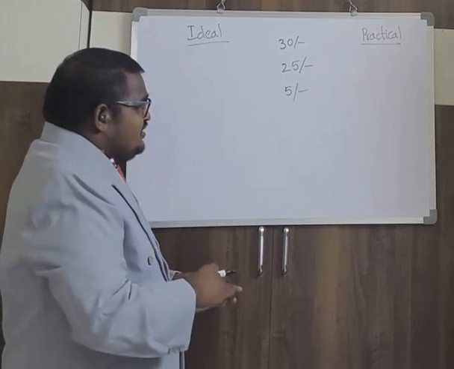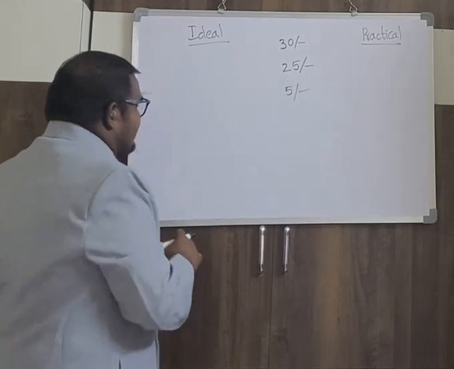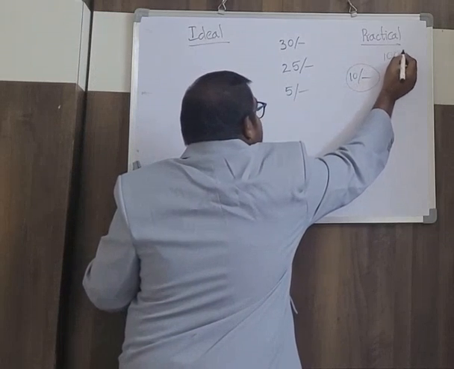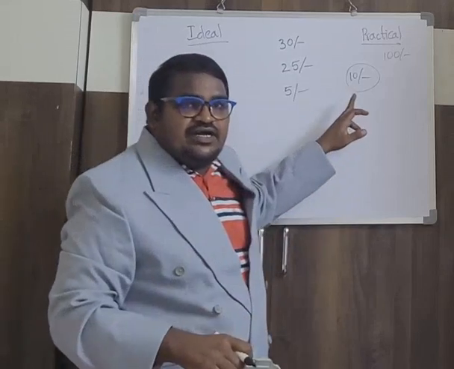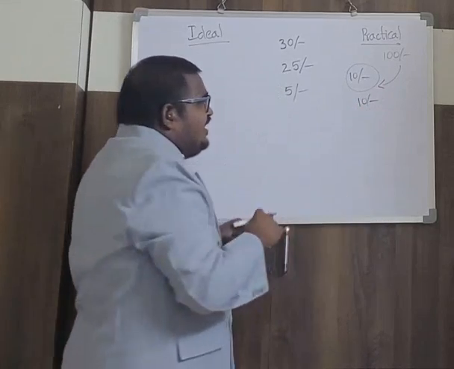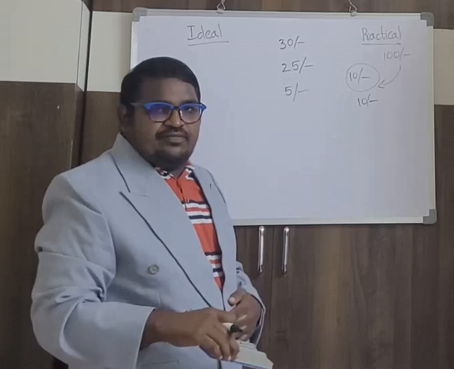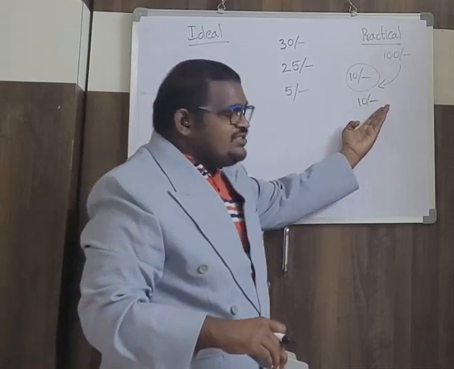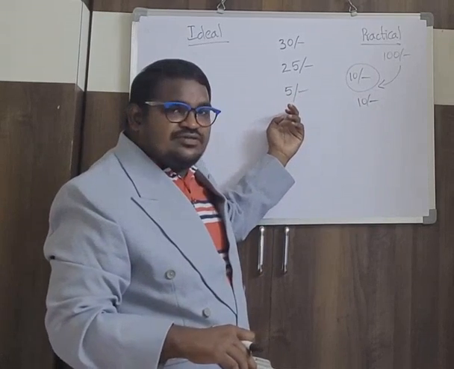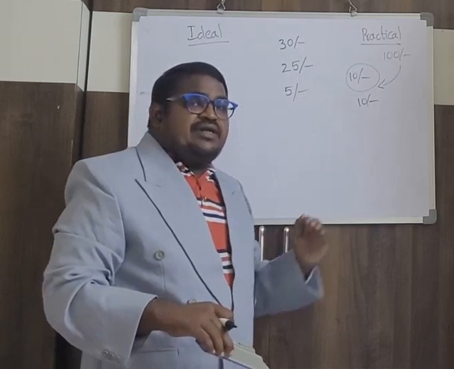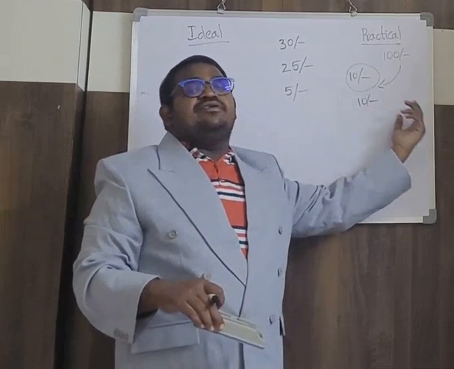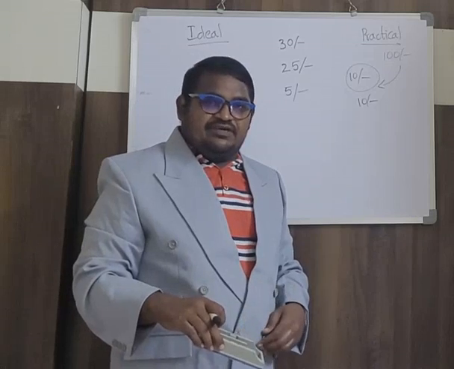Another day, the same beggar came to me and requested 10 rupees. At this time I have 100 rupees, so I am able to give the 10 rupees to the beggar. This time also I am the source. Now what is the difference between this type of source and this type of source? I have 30 rupees, but I am unable to give the 10 rupees. And here I have 100 rupees, I am able to give the 10 rupees.